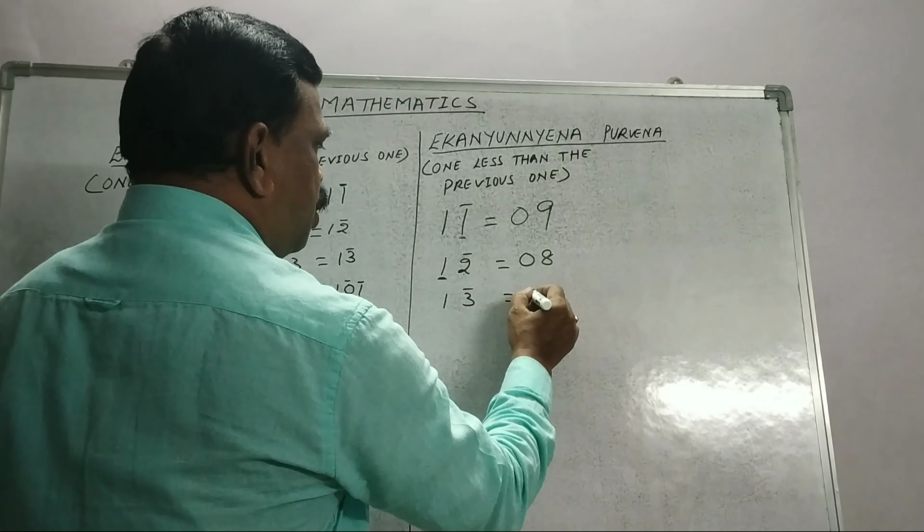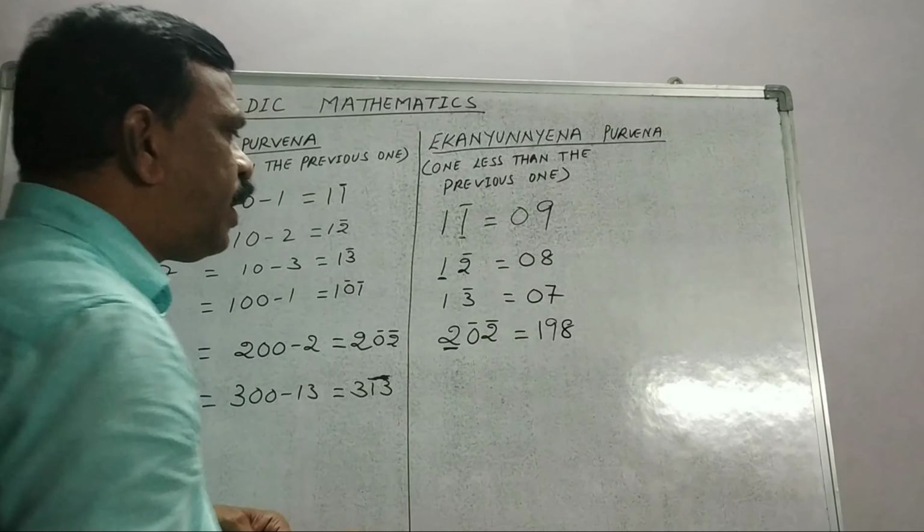In the same way, let us take these numbers also. 2, 1 bar 2. So here, 1 less than the previous number. 1 less than 2 is 1. That means simply subtract 1 from this number. Now here, apply the Nikhilam Sutra. All from 9, last from 10. So 9 minus 0, 9. 10 minus 2, 8. That is 198.